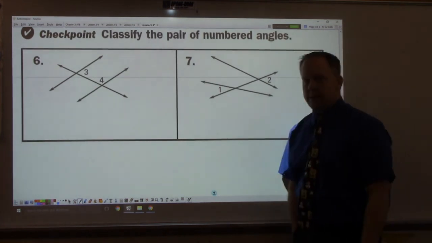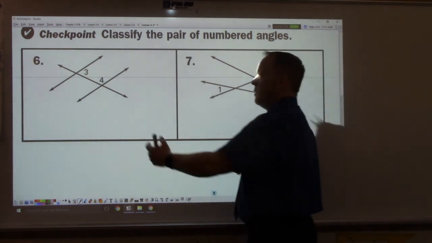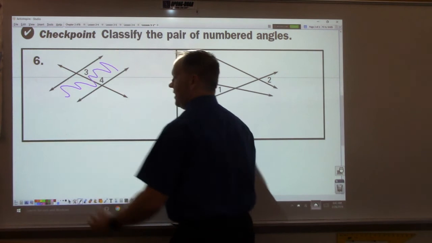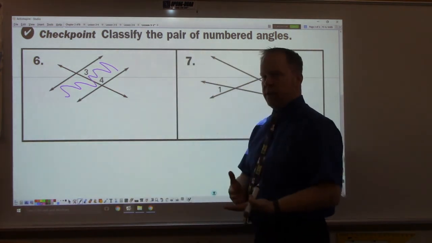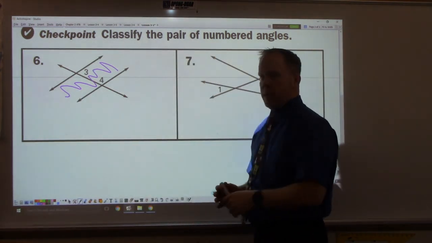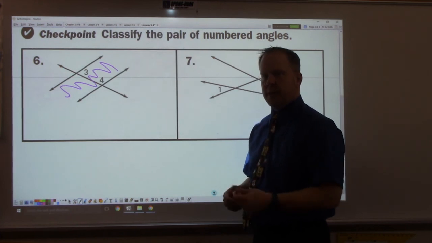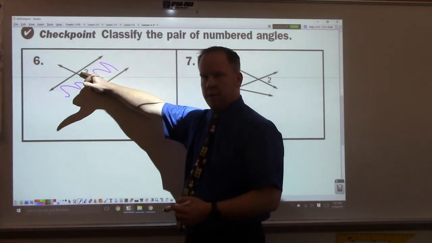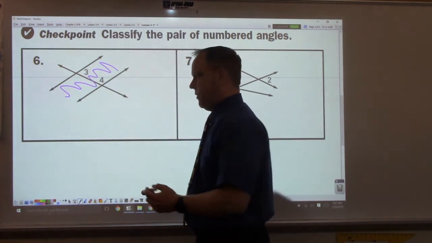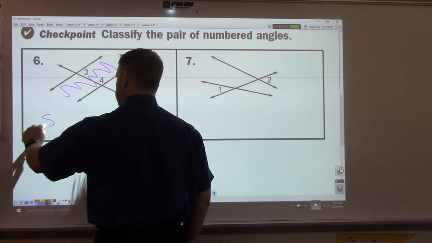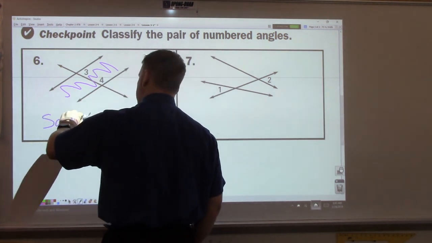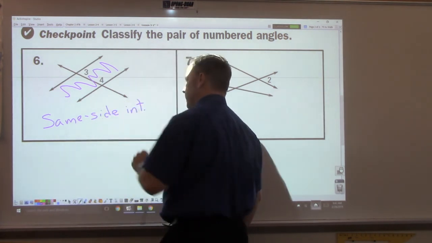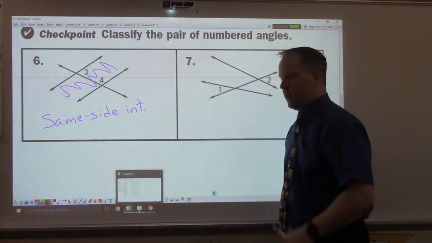Number 6, what kind of angle pair relationships are these? Notice 3 and 4, where are they at? They're both on the inside, so they're interior. Now, are they alternate interior or consecutive interior? Remember, consecutive interior also have that hidden nickname, same side interior. Notice they're both on the same side, so you can call them same side interior or consecutive interior. I personally prefer the name same side interior.